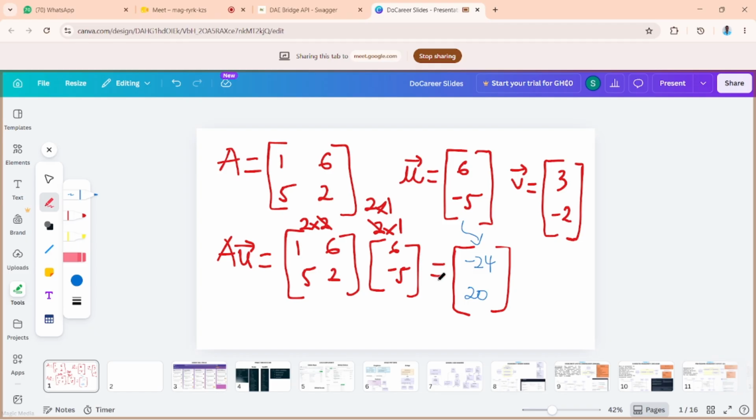Yes, 4. Are you sure it's 4? If you multiply 4 by 6, you get 24. If you multiply 4 by 5, you get 20. Okay, yeah, but it's negative. Negative 4. Yes, it's actually negative 4.